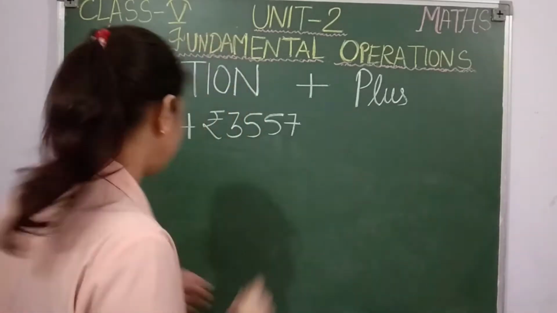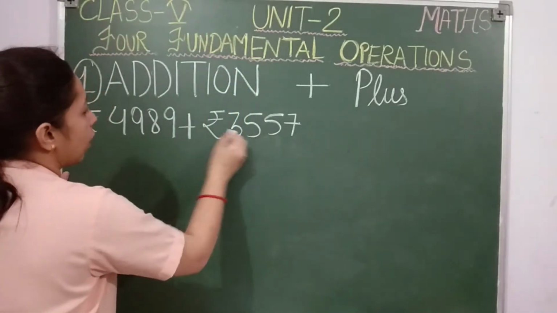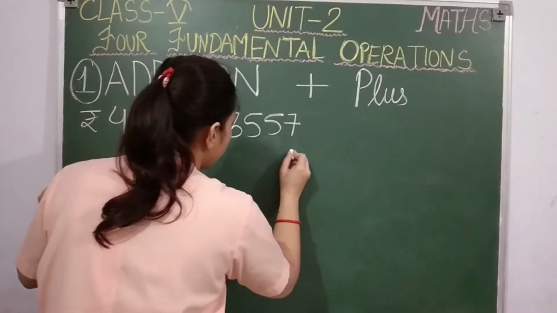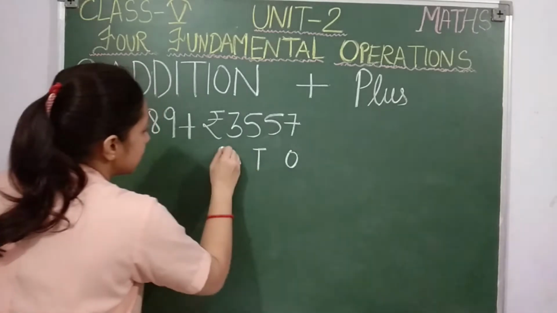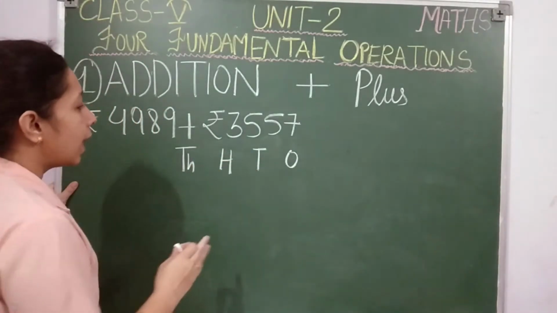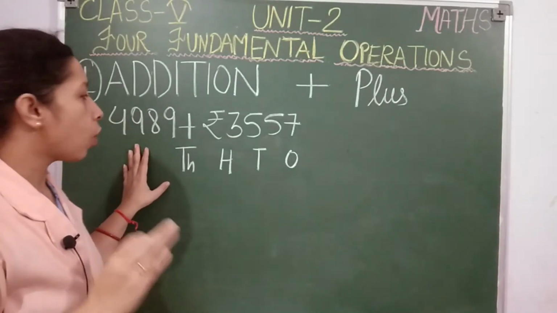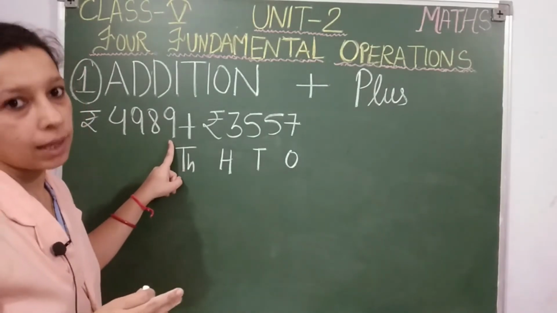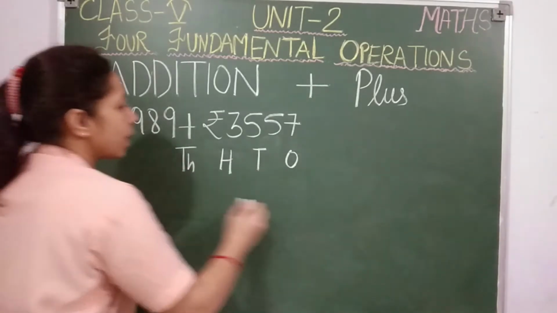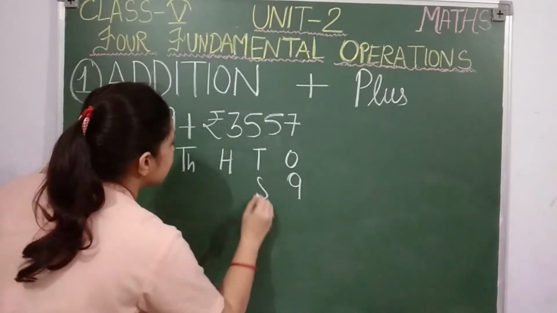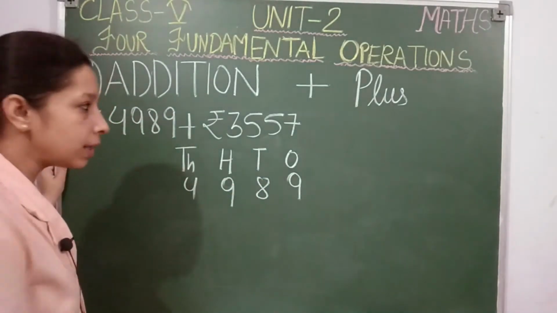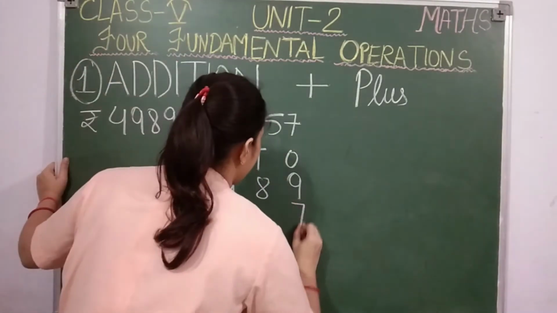Let us see how. Ones, tens, hundreds, thousands. Both my numbers are up to thousands, so first I will write ones, tens, hundreds, thousands. This I am making the columns. Then how to write the numbers? See, students, always write the numbers from the right side, means the ones number you are going to write first. So here the ones place is having 9, the tens place is having 8, the hundreds place is having 9, the thousands place is having 4. Clear, students?